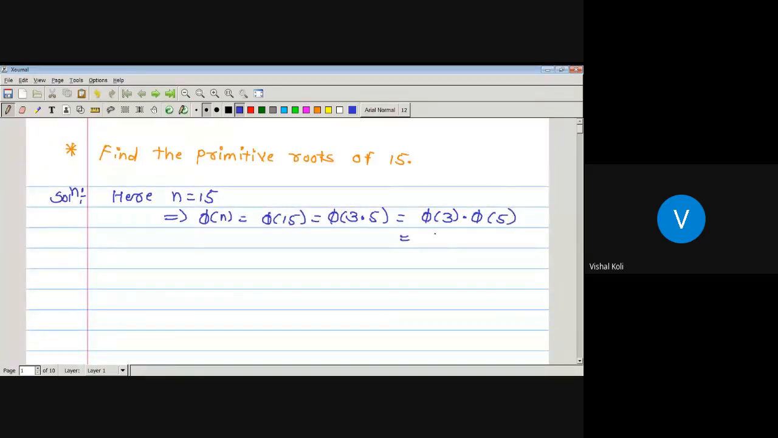Now what is phi of 3? 2. And phi of 5? 4. 2 into 4, which is equal to 8. And phi of n is nothing but the number of integers less than n and relatively prime to n. And the number of integers less than 15 and relatively prime to 15 are 8 in number. So phi of 15 is equal to 8. Now tell me the integers which are less than 15 and relatively prime to 15.